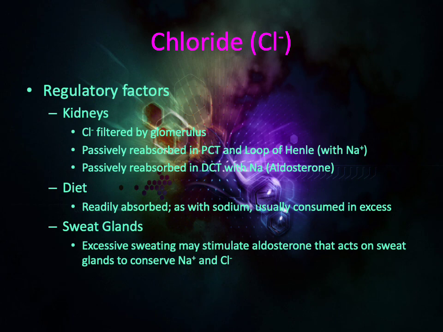Chloride is primarily regulated by the kidneys, the diet, and sweat glands. In the kidneys, chloride is filtered by the glomerulus, passively reabsorbed in the PCT and loop of Henle, along with sodium, and passively reabsorbed in the DCT, along with sodium, under the influence of aldosterone. As for the sweat glands, excessive sweating may stimulate aldosterone that acts on sweat glands to conserve both sodium and chloride.